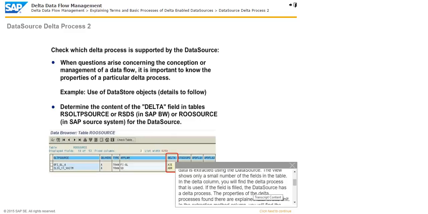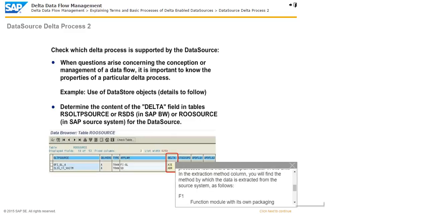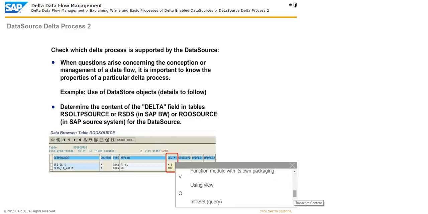In the extraction method column, you will find the method by which the data is extracted from the source system as follows. F1. Function module with its own packaging. V. Using view. Q. Infoset query. Furthermore, you can find out which extractors and extraction structures are used to extract the data.